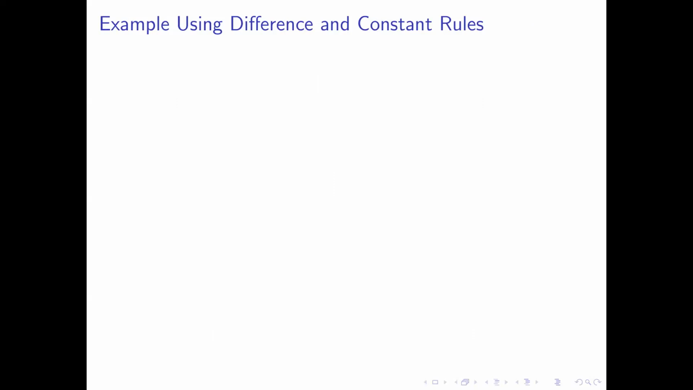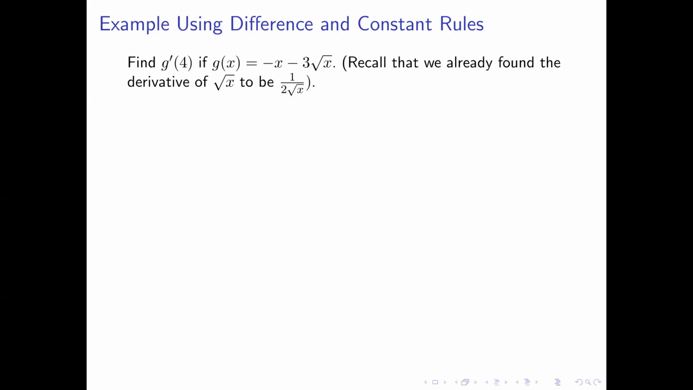So let's look at an example involving the difference and constant multiple rules. We'll find g prime of 4, given this definition of g of x: negative x minus 3 times the square root of x. One thing we're going to need to use here is the derivative of the square root of x. We found this a while ago. Using the definition of a derivative, it is 1 over 2 times the square root of x.